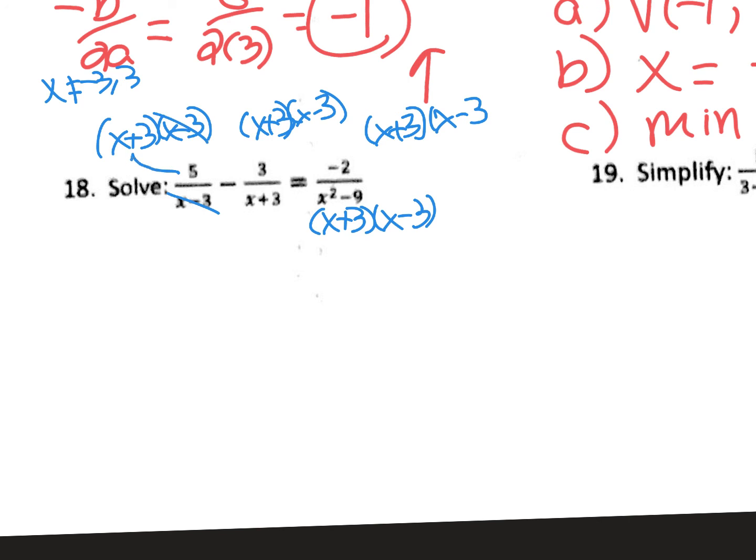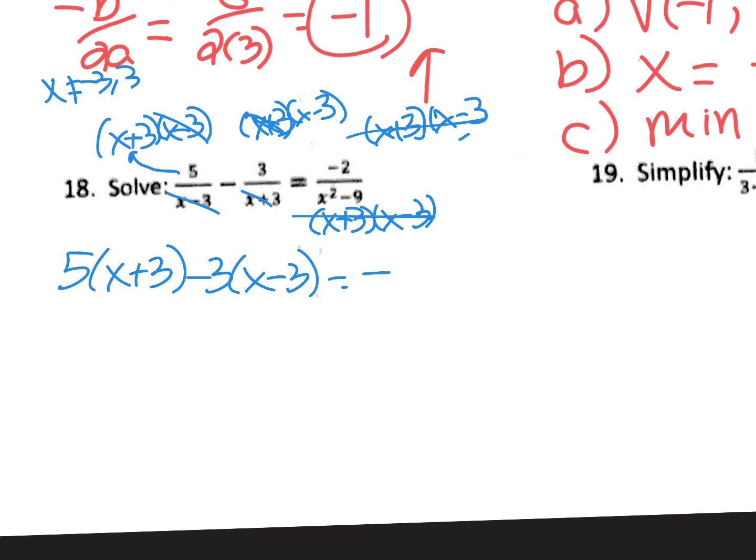Okay, so take the 5 multiplied times x plus 3. So I'm getting 5 times x plus 3. The second term, the x plus 3's cancel. So I get negative 3 times x minus 3. And on my last term, everything cancels. I just get negative 2.